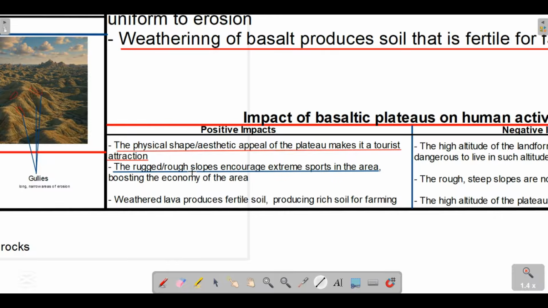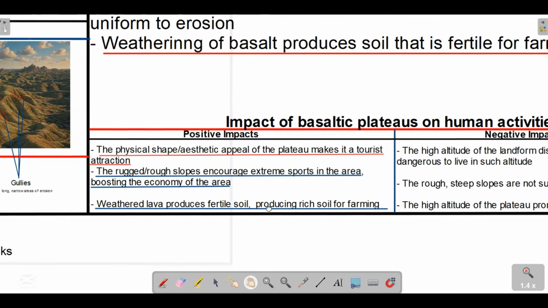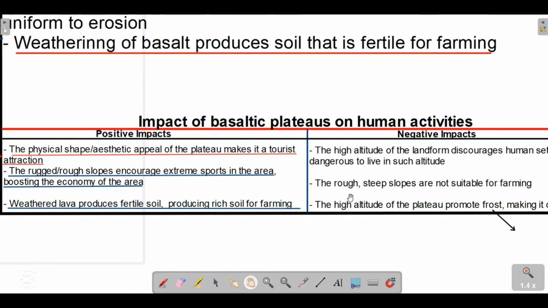The rugged or rough slopes encourage extreme sports in the area, boosting the economy of the area as well. So you have sports such as mountain biking, and so on and so on. They can be hosted in your particular country. Maybe it's an international sport. If it is hosted in your country, then more people come, and those sports actually bring money into the country. Weathered lava produces fertile soil, producing rich soil for farming. It's very good for farming, as I mentioned, guys. It produces a very rich soil.